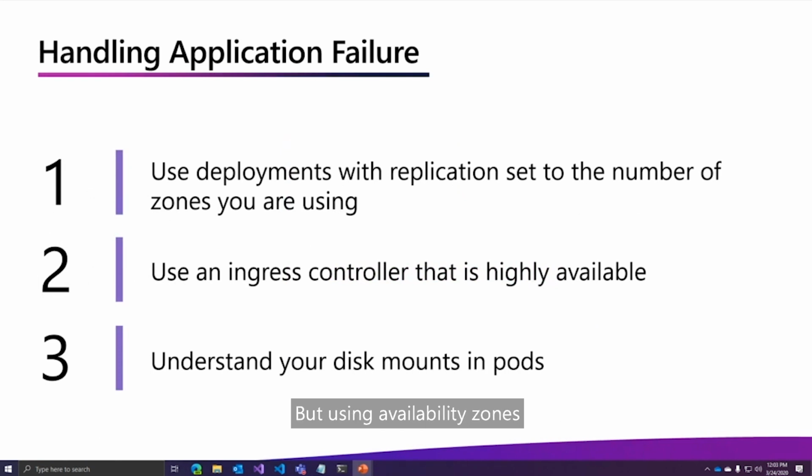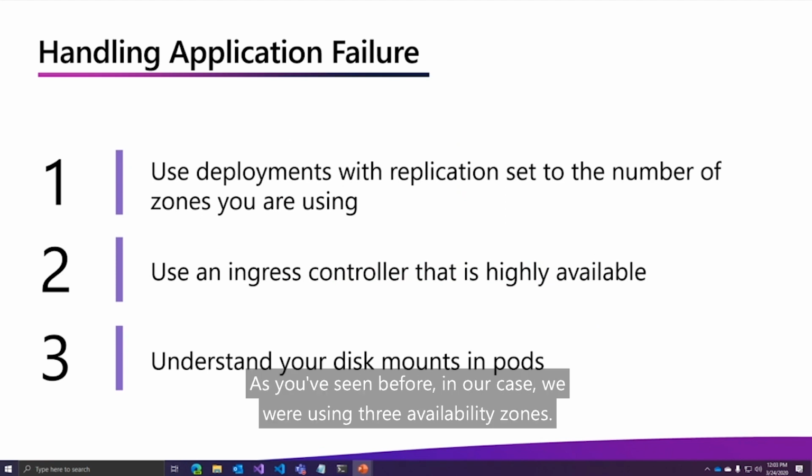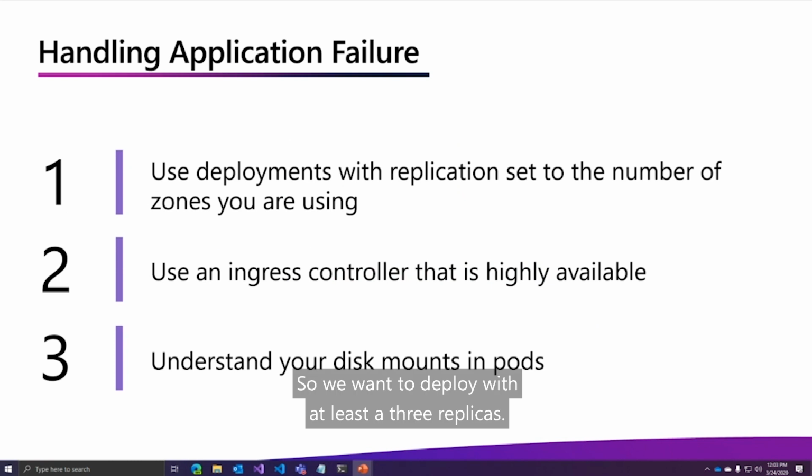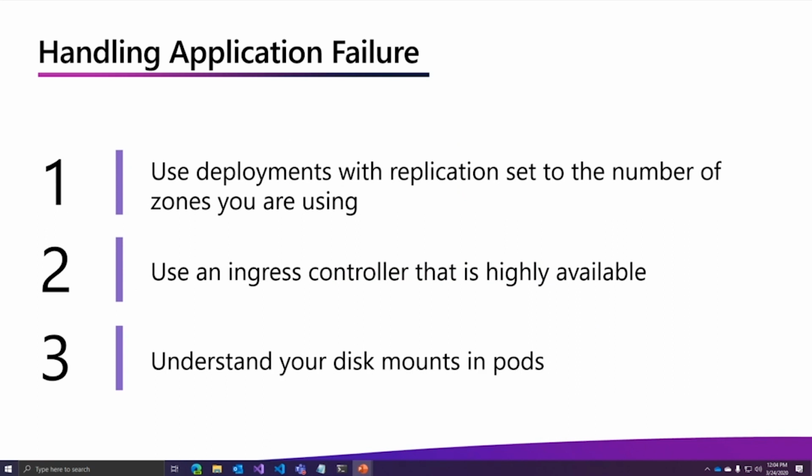But using availability zones is just a start. Of course, you need to be sure that you deploy with the number of replicas that matches the number of zones you're using. As you've seen before, in our case, we were using 3 availability zones. So we want to deploy with at least 3 replicas, so we are sure that each replica goes to 1 availability zone.